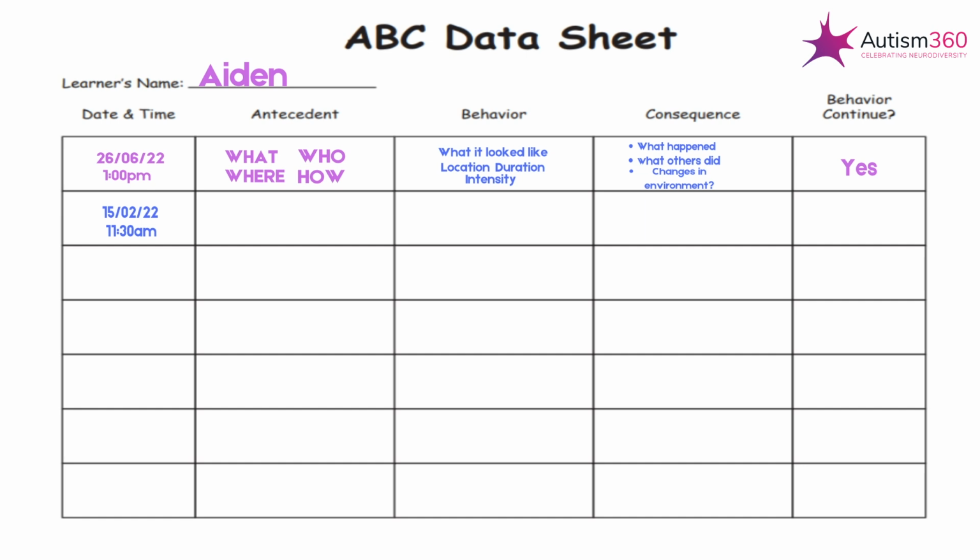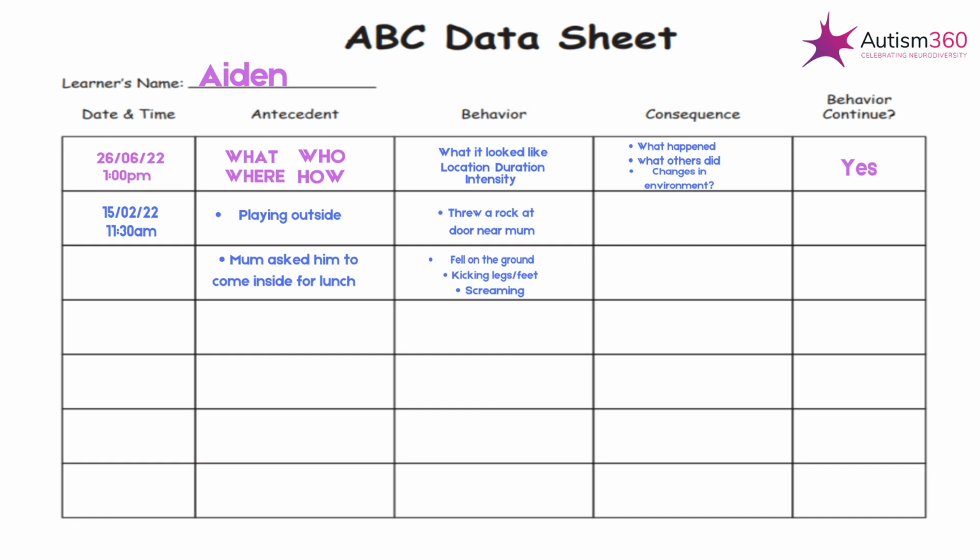For example, Tuesday the 15th of February at 11:30 a.m. The carer would record the antecedent. Aiden was playing outside. Mum asked him to come inside for lunch. Next, the carer would record the behaviour. Aiden picked up a rock and threw it at the door where Mum was standing, fell on the ground and started kicking his legs and feet while screaming.